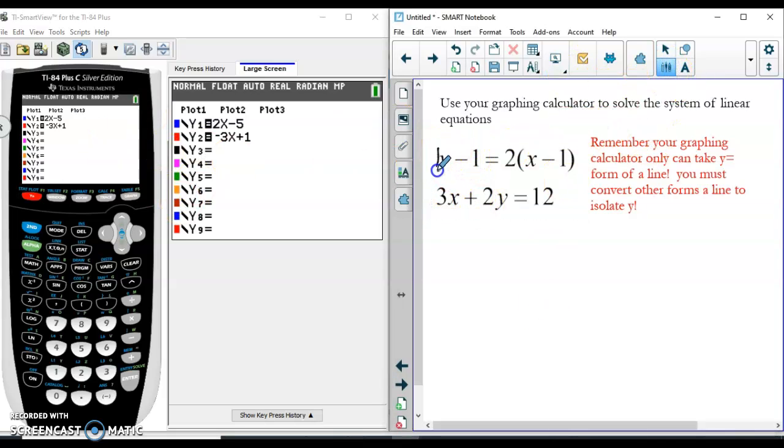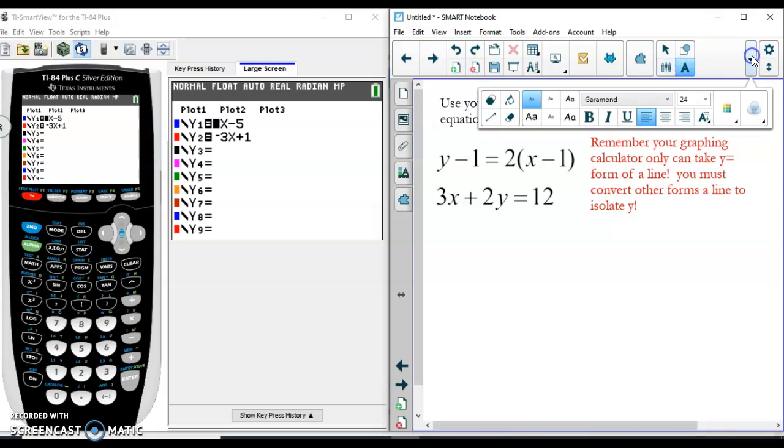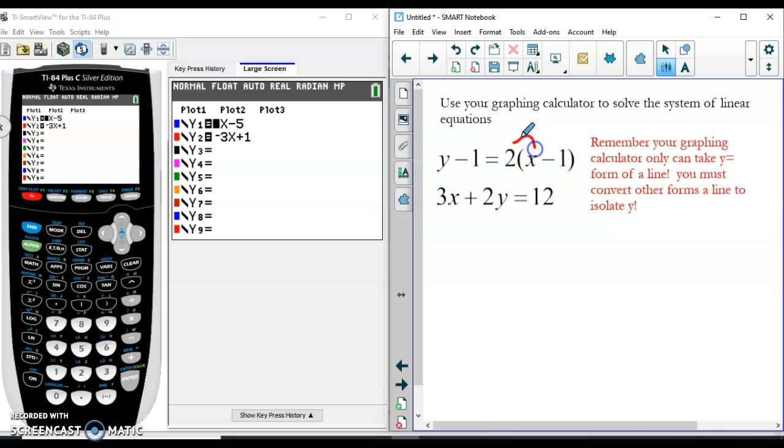So to convert our point slope form, the first thing that we're going to do is distribute. Sorry, let me get a different color here. So we're going to distribute the slope. So I have y minus 1 equals 2x minus 2. So if we add 1 to both sides, you can see that we get y equals 2x minus 1.